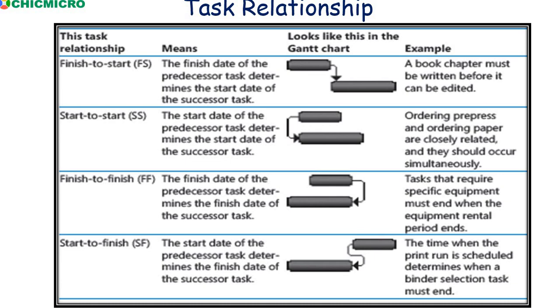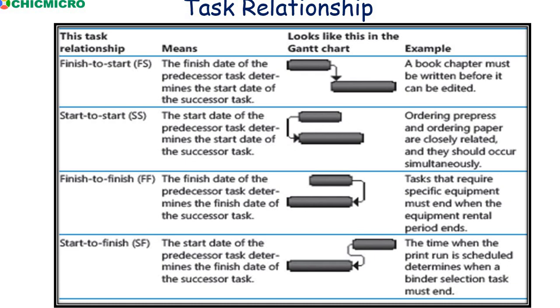The next category is start to start. We call it SS. Start to start means the start date of the predecessor task determines the start date of the successor task. It means that we can have a task that as we start, it will initiate or prompt the start of the other task. We can have this kind of look in a Gantt chart.